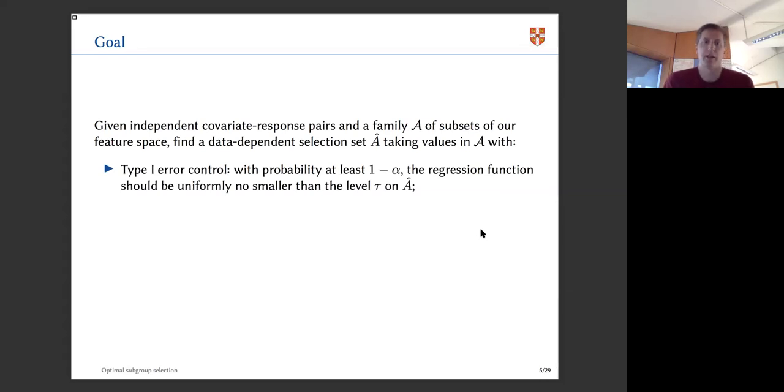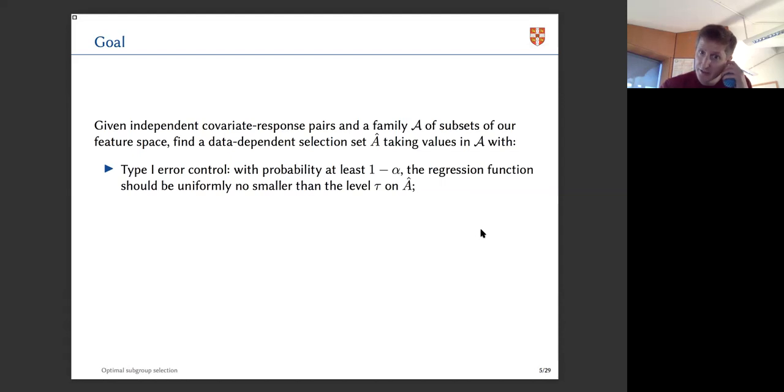The first very important property, and a very stringent requirement in many ways, is that I want it to have type 1 error control in the following sense. I want that with probability at least 1 minus alpha, the regression function should be uniformly no smaller than the level tau on A hat. So the alpha here and the level tau, I'm assuming, are predefined. So tau would be the efficacy level at which the regulator is going to approve your drug or your vaccine. So it was 0.8 or 80% in the example I presented at the beginning. And alpha would typically be some small level like 5% or something like that.